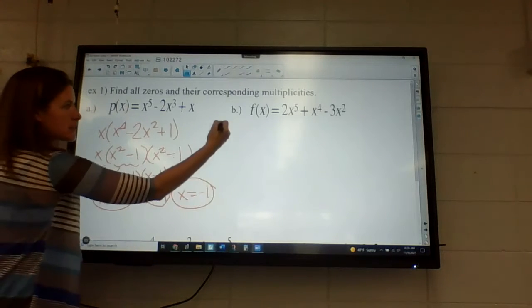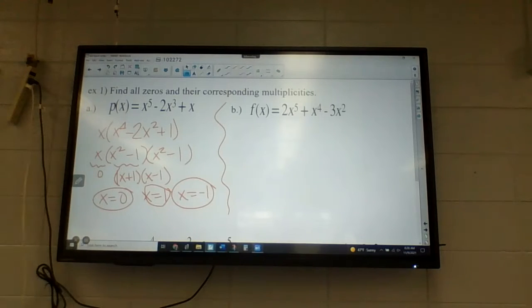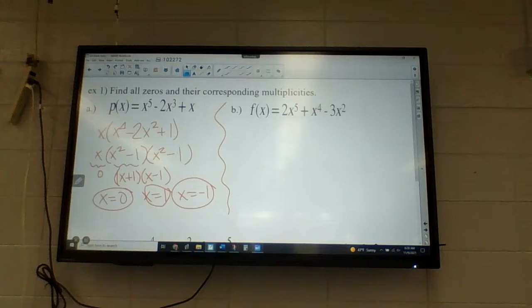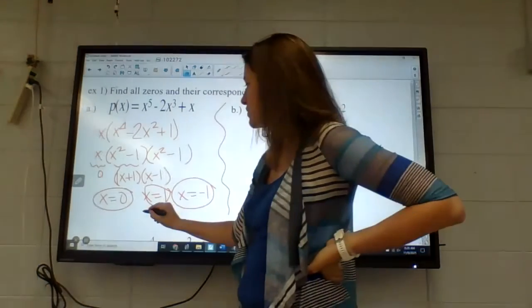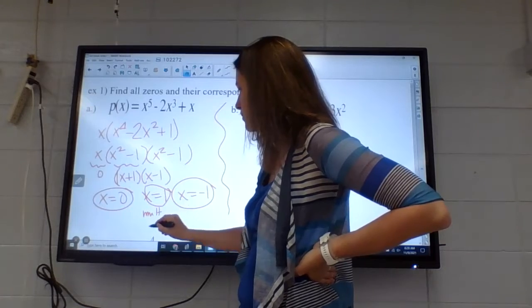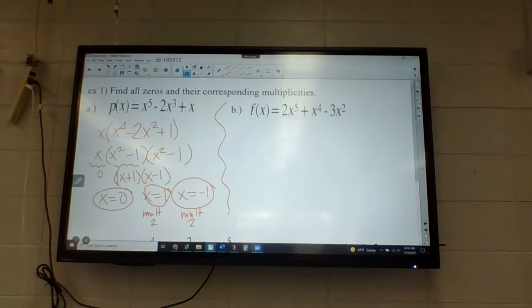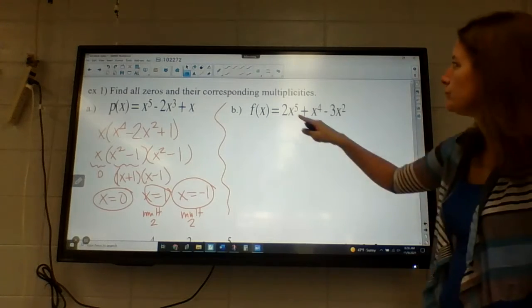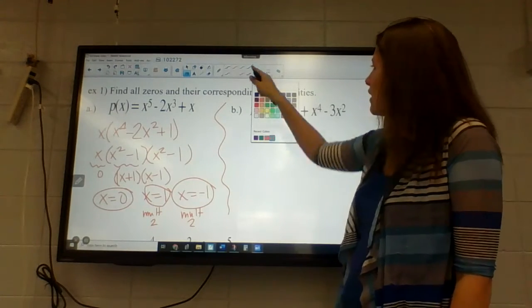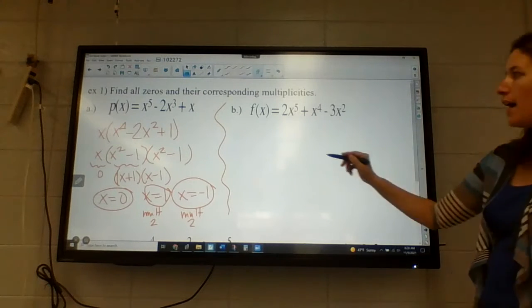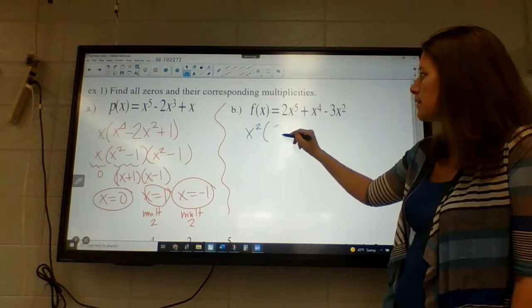But this is where those multiplicities come in. Because, again, those are important because technically it didn't just happen once. It happened more than once. So which ones have multiplicities? 1 and negative 1. So if you just want to write multiplicity of 2, you can write times 2, whatever makes sense that can somehow show that they're going to repeat. What'd you take out in B? x squared, so 0 is going to be twice.